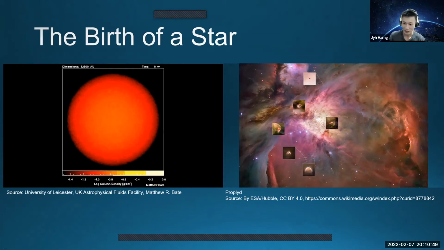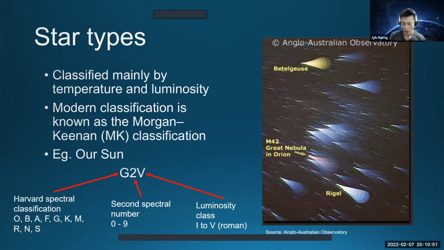Okay, so before that, we need to go through this as well, because we need to classify the stars. One way to classify the stars is through this system here. It's known as the Morgan Keenan classification.